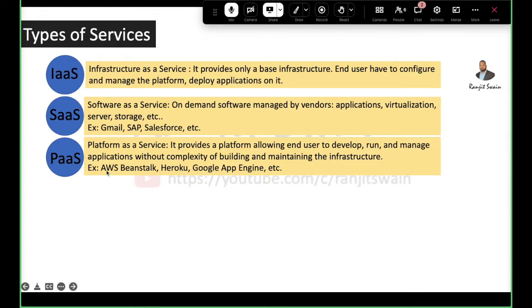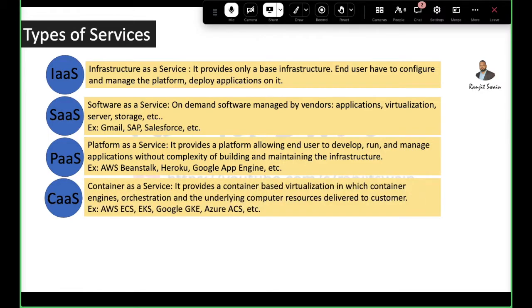Examples of such platforms are AWS Beanstalk, Heroku, and Google App Engine. We'll see all these services, and I'll show you when we do the lab exercises. Okay. Now, next is CaaS, that is called Container as a Service.